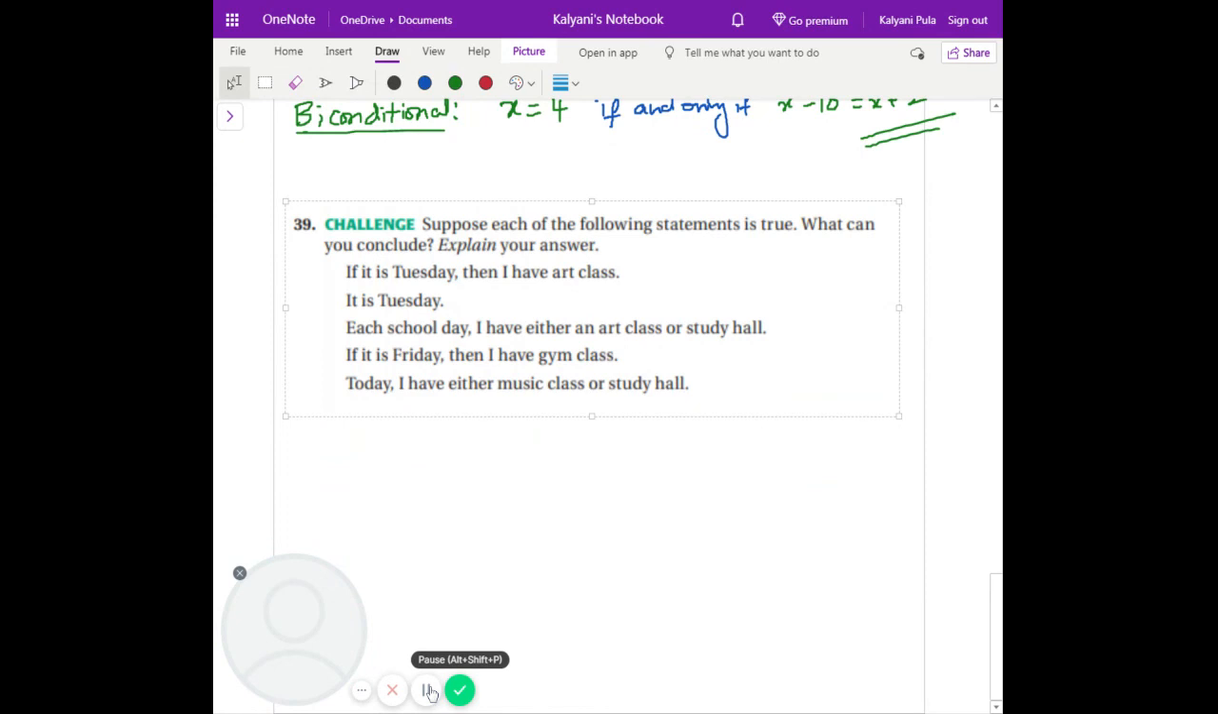If it's Tuesday, I have art class. And then on Friday, that person has gym class. So that's the conclusions. From the given statements, you have to come up with the conclusions. This is one of those challenging questions, because you need to look at the statements and from them come up with the conclusions.